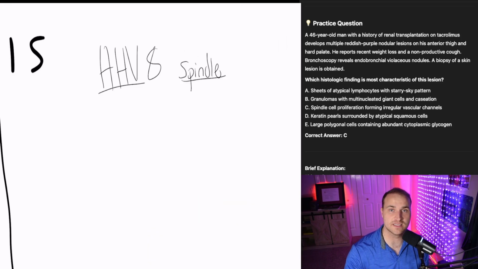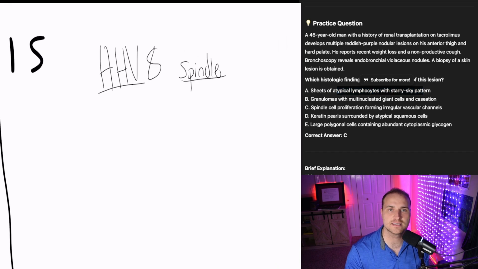So this is a very buzzy question. These lesions often involve the skin and mucosal sites and can also affect internal organs as well. So the answer is going to be your spindle cell, C. Why is it not the sheets though? So the sheets of atypical stuff with the starry sky is definitely going to be Burkitt's lymphoma.